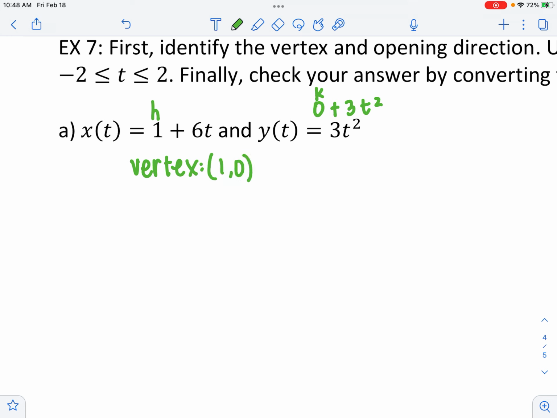All right, opening direction is based on whether the p-value is positive or negative. If you look, this is a positive p t squared, so that's 3. Or if you look here, this is 2p, which is 2 times positive 3. So we know that p is 3, so it's a positive number. So this has to be facing either up or to the right. If you look, this is y equals the square, so it's up. If it was x equals the square over here, it'd be to the right. Okay, so this is upward facing.